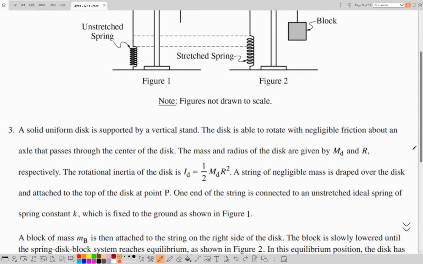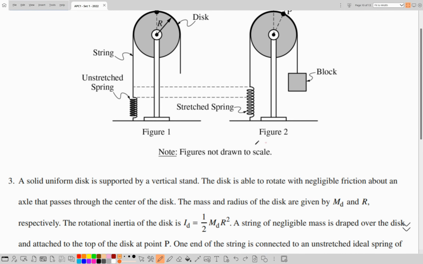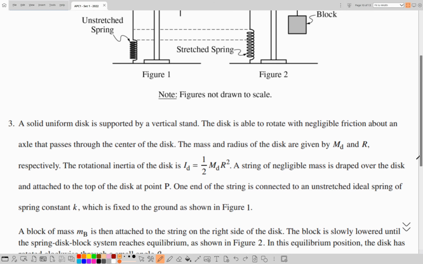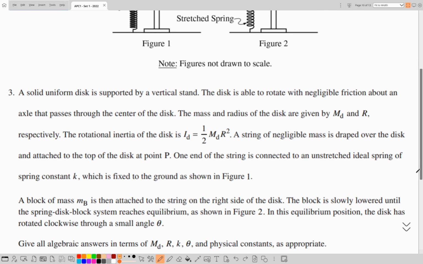Then let's start reading. A solid uniform disk, uniform means the mass distribution is the same and the center of mass is located geometrically at the center, is supported by a vertical stand. The disk is able to rotate with negligible friction. Then we can use conservation of energy, if any. About an axle that passes through the center of the disk, the mass and the radius of the disk are given by md and r respectively. The inertia of the disk is half md r squared.